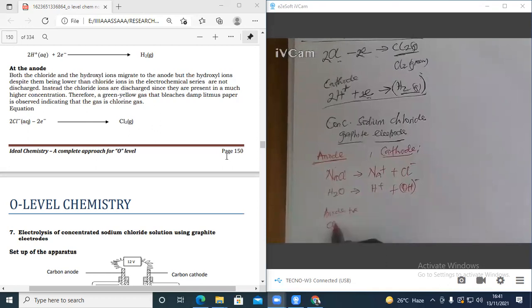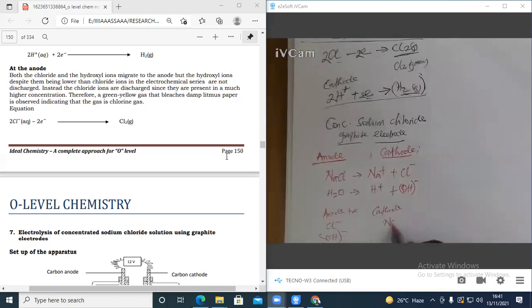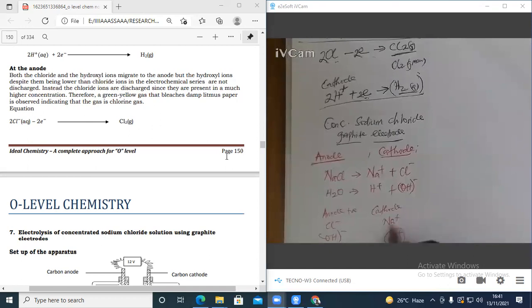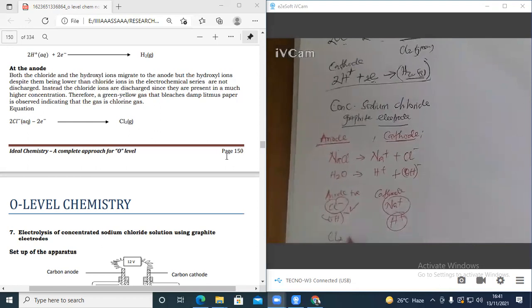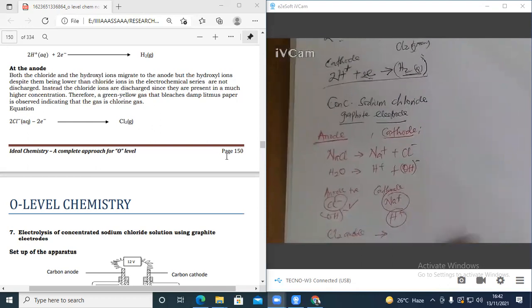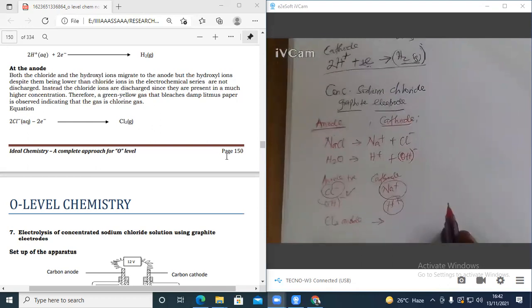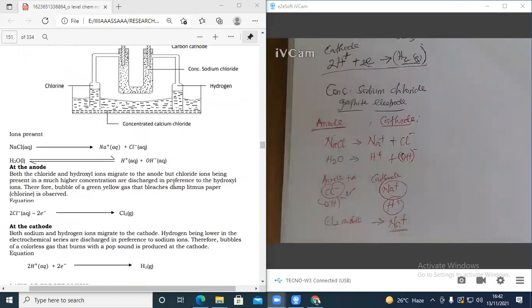Chloride. Chloride, yes. Cathode? Sodium. Hydrogen. We find chlorine gas at the anode. And then the cathode? Sodium. All right. Sodium. At the cathode we find sodium. We expect to see sodium ions.